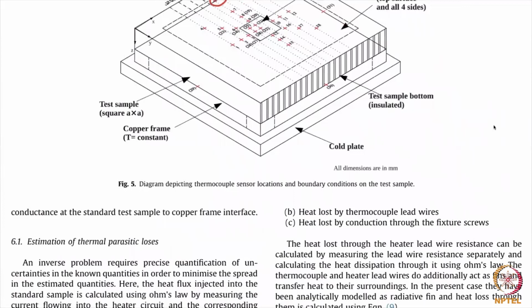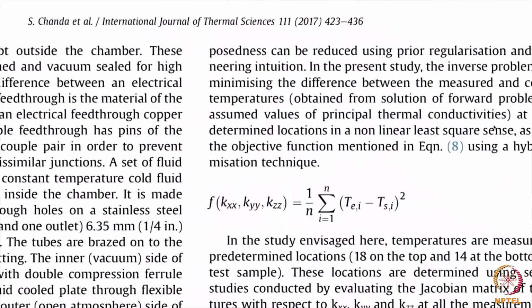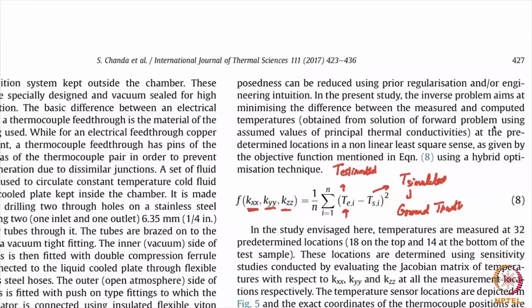Now, all you need to do is to say that I want my model parameters. I want kxx, kyy, kzz such that T estimated is different from the ground truth. So T simulated basically is the ground truth, and T estimated is whatever we are predicting the temperature to be for this kxx, kyy, kzz. Okay. So the ground truth is the x.